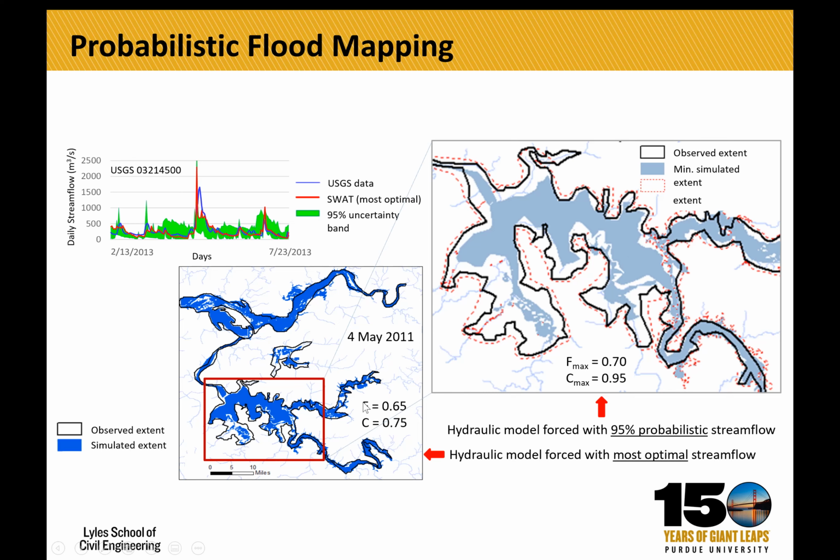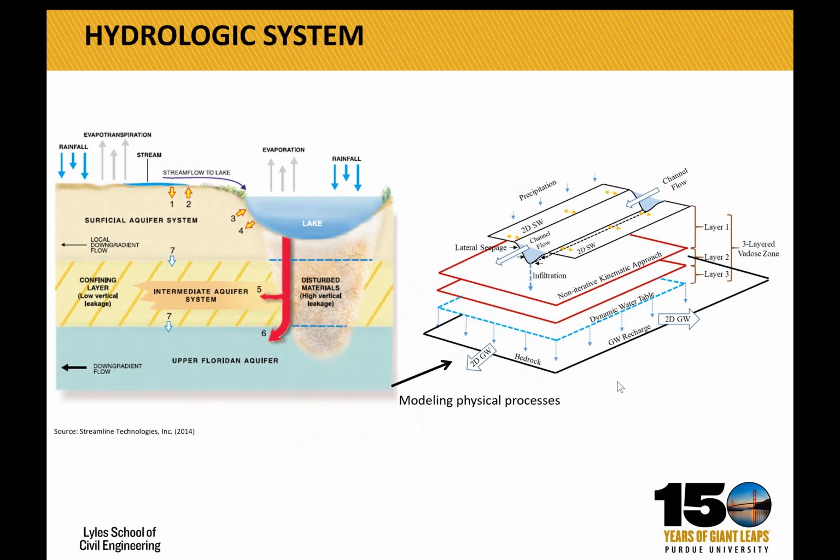So what you see again here on the left is a deterministic inundation map, which has F and C stat of 0.65 and 0.75, and on the right you see a probabilistic flood inundation map, and that has an F and C stat of 0.7 and 0.95. So much better than what you would get from a deterministic estimate. So what we are trying to do is, instead of creating a deterministic flood inundation map, we should be producing a probabilistic flood inundation map, because our estimates are not accurate, so we should be doing probabilistic flood inundation mapping.